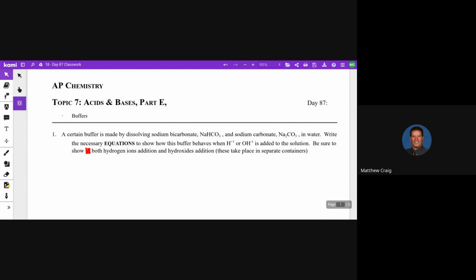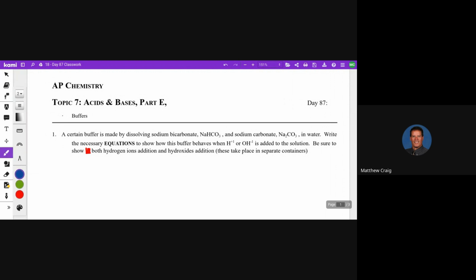It says a certain buffer is made by dissolving sodium bicarbonate and sodium carbonate in water. These are two salts. Write the necessary equations to show how this buffer behaves when hydrogen or hydroxide is added to the solution. Translation: when a strong acid or a strong base is added to the solution. Be sure to show both the hydrogen addition and the hydroxide addition, and make sure that these are in separate scenarios.